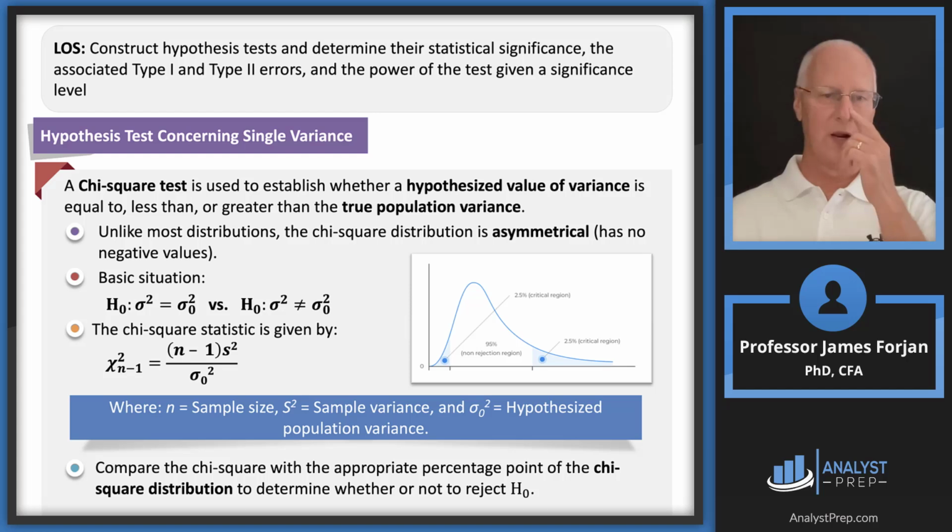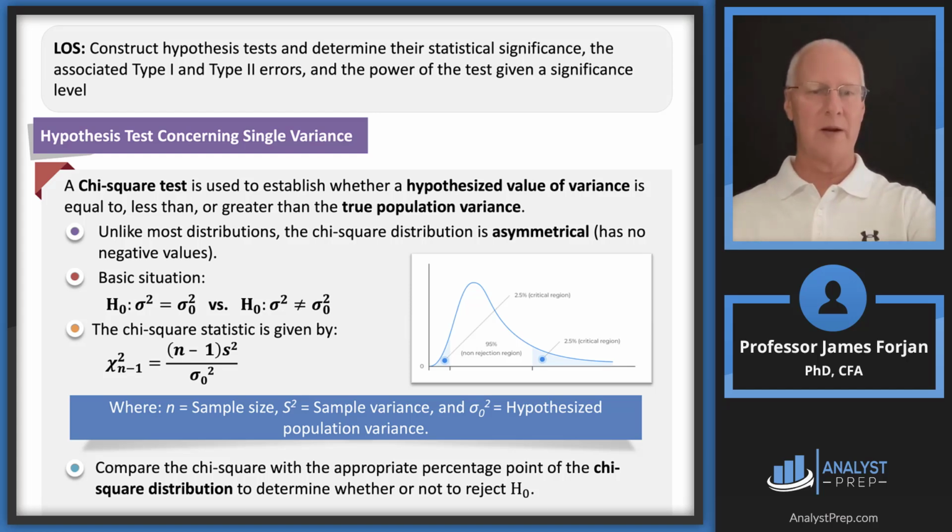All right, there's the chi-square test statistic, right above the blue box. It's like a funny looking X squared, with n minus 1 degrees of freedom. And there's the S squared.